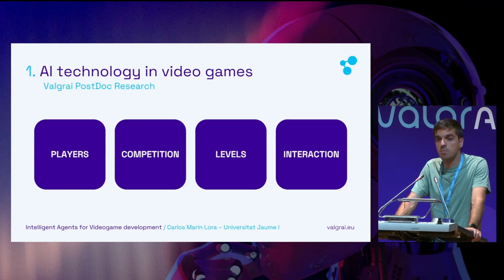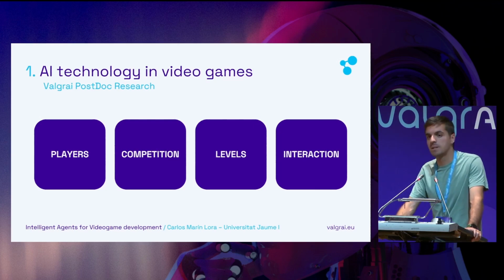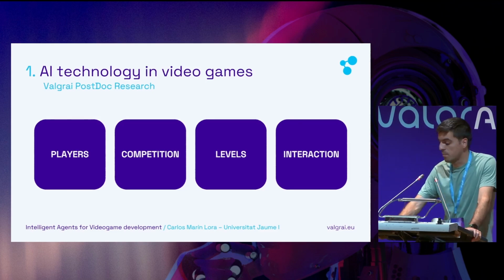The first one is the development of autonomous players. It could be NPCs or bots. The second one is trying to guarantee competitions when there are not enough human players to play against. The third one is the creation of automatic levels that could be adapted to the characteristics, the features, or the abilities of the players. And the last one, the fourth, is trying to create new interaction systems that could provide us new horizons in the development of our games.